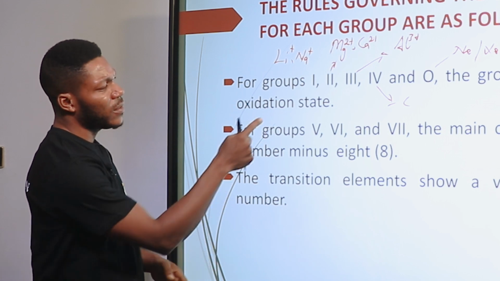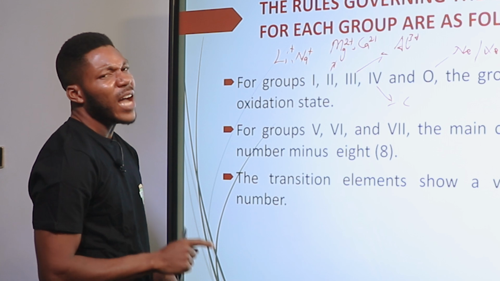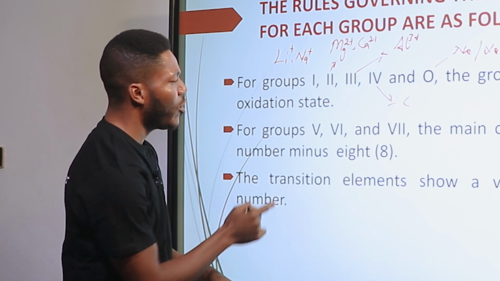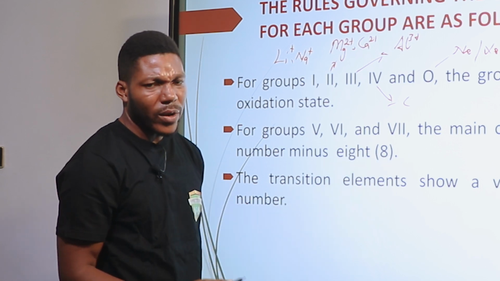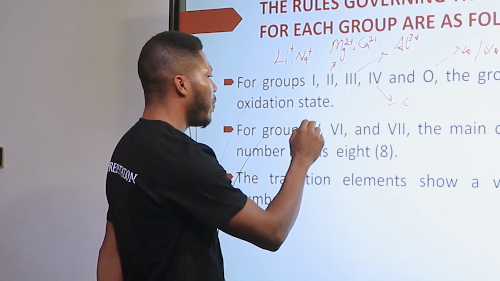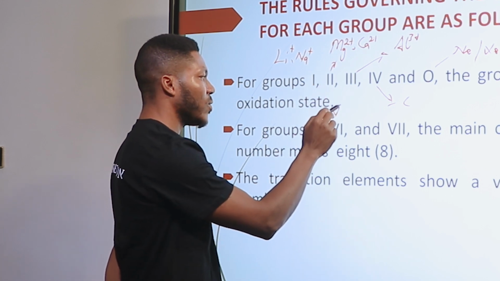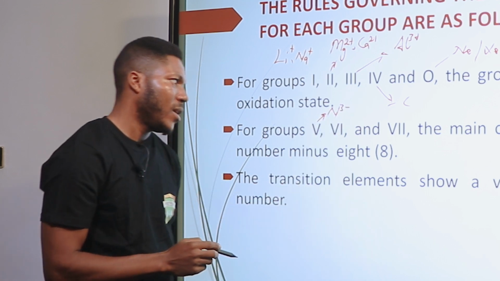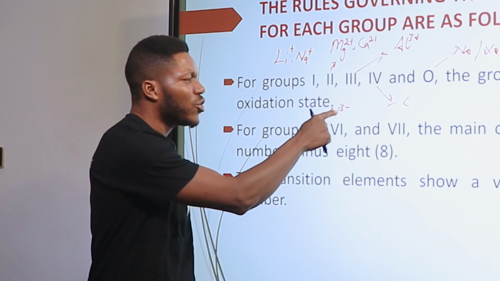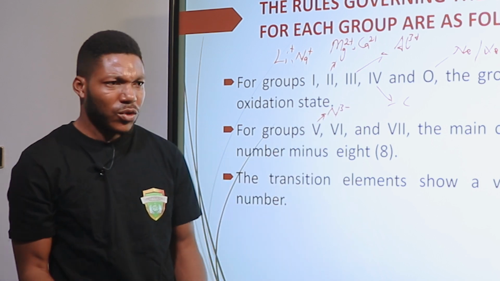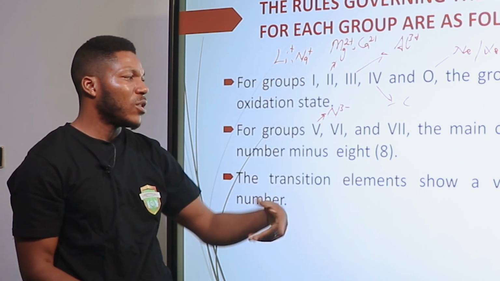Then for groups 5, 6, and 7, how do you get their charges? You subtract their group number from 8, the noble gases, and you get their charges. For example, for a group 5 element, we have nitrogen. That's why you always have nitrogen as 3-, because nitrogen is in group 5, so it needs 3 electrons to complete its octet. So you have to borrow 3 electrons from the metal and complete its octet.